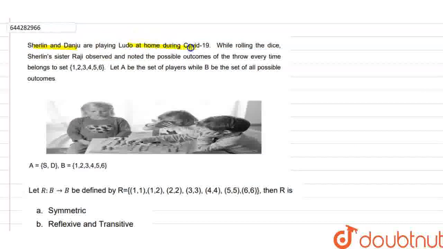Sherlin and Danju are playing Ludo at home during Covid-19. While rolling the dice, Sherlin's sister Raji observed and noted the possible outcome of the throw every time, which belongs to the set {1, 2, 3, 4, 5, 6}. Let A be the set of players and B be the set of possible outcomes. That is, A is the set of players, Sherlin and Danju, and B is the set of all possible outcomes on the dice, that is 1, 2, 3, 4, 5, 6. We are given a relation R from B to B defined by R = {(1,1),(1,2),(2,2),(2,3),(3,3),(3,4),(4,4),(4,5),(5,5),(5,6),(6,6)}. Then R is which of the following?